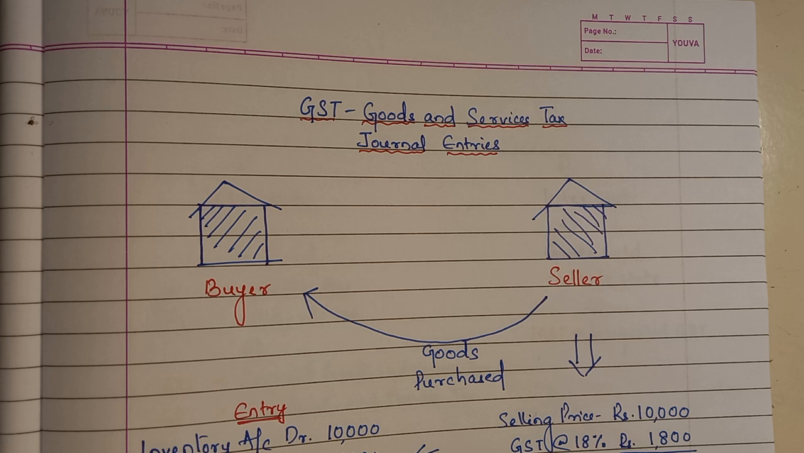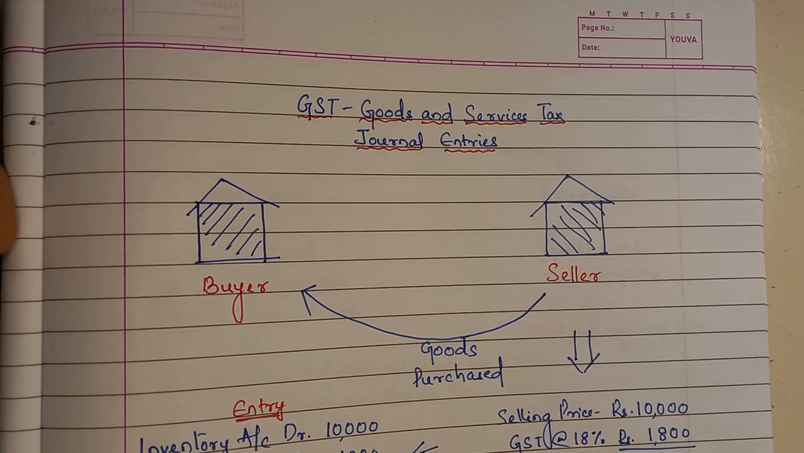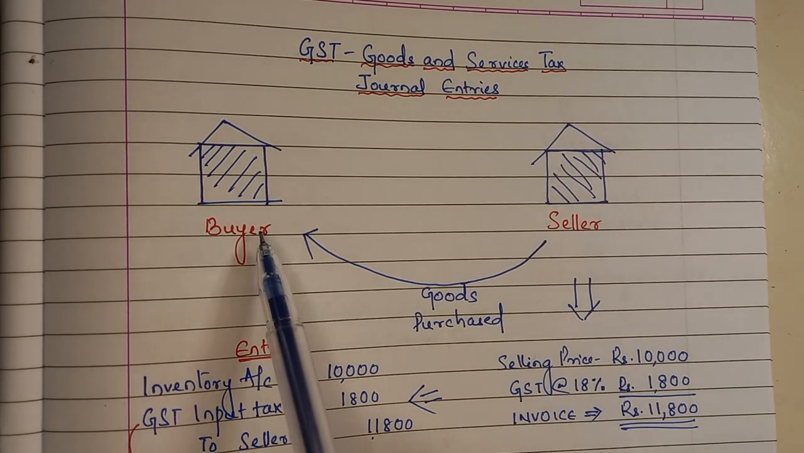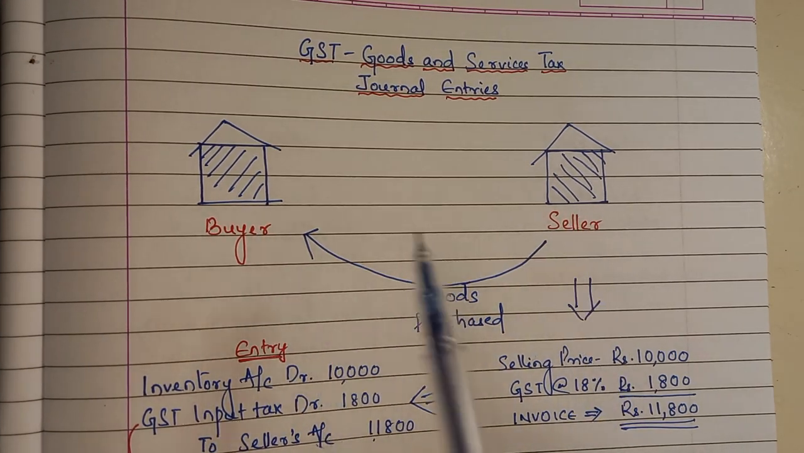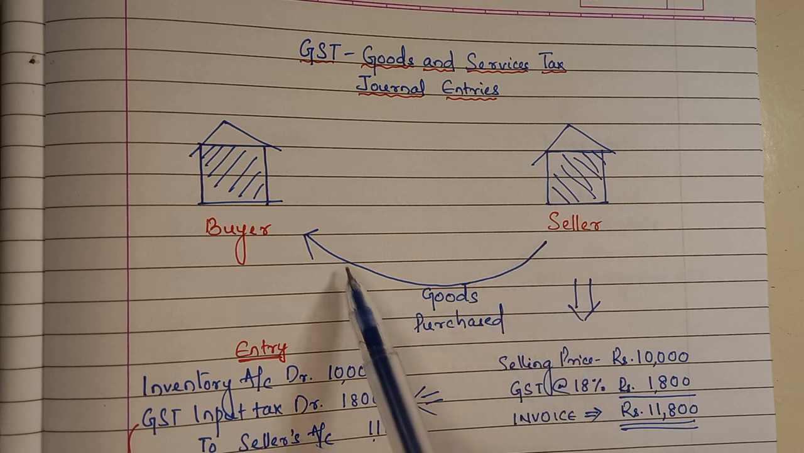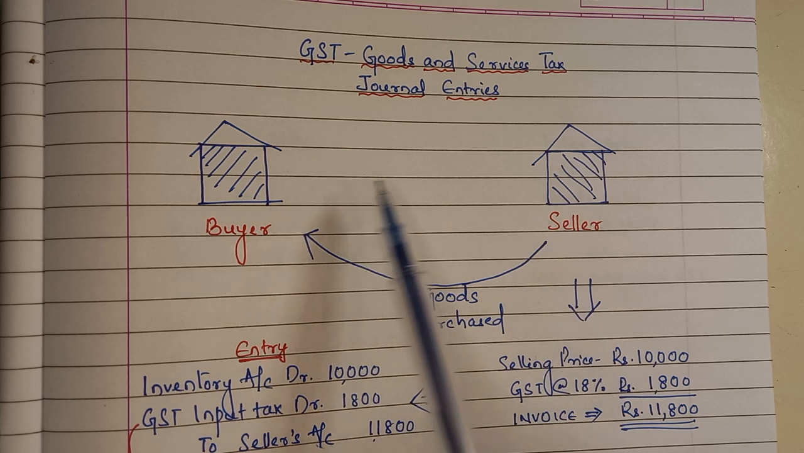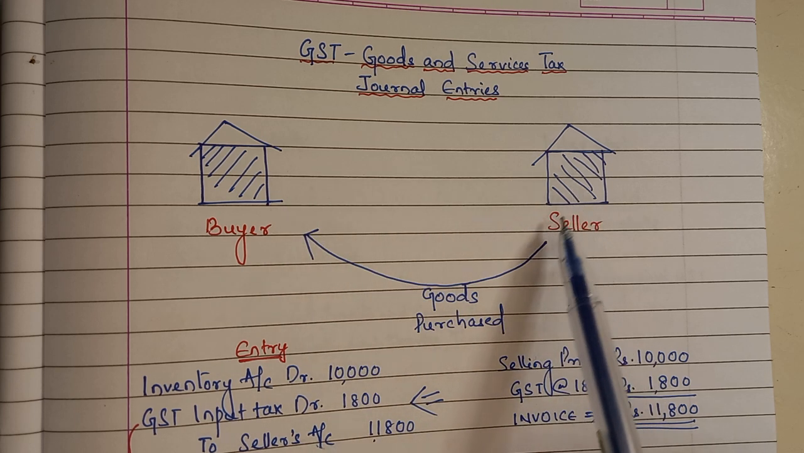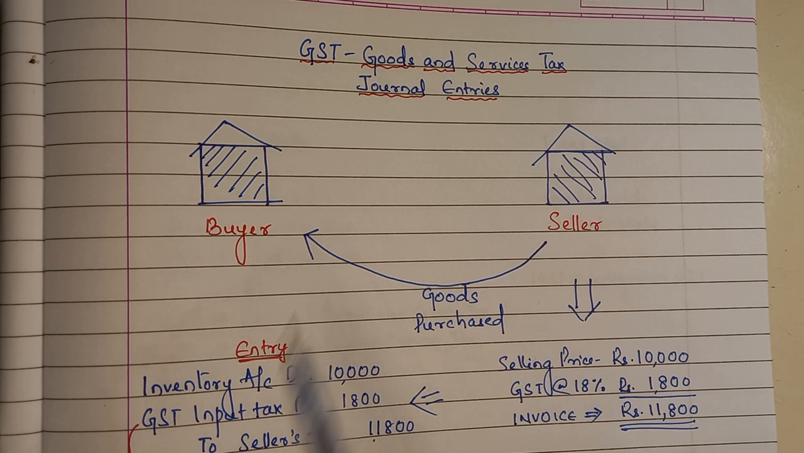So to begin with, let's try to understand what is GST. Generally, GST is an indirect tax, and mostly it is applied on goods and services supplied by the manufacturer or the service provider. Let's take an example here. Suppose there is a buyer and a seller. The buyer is purchasing goods from the seller. The buyer issues a purchase order, and the seller supplies the goods based on the contract.